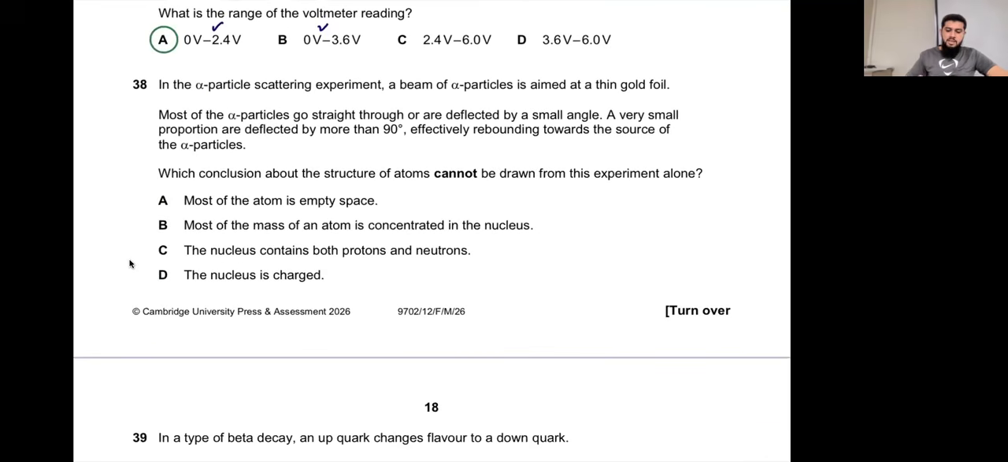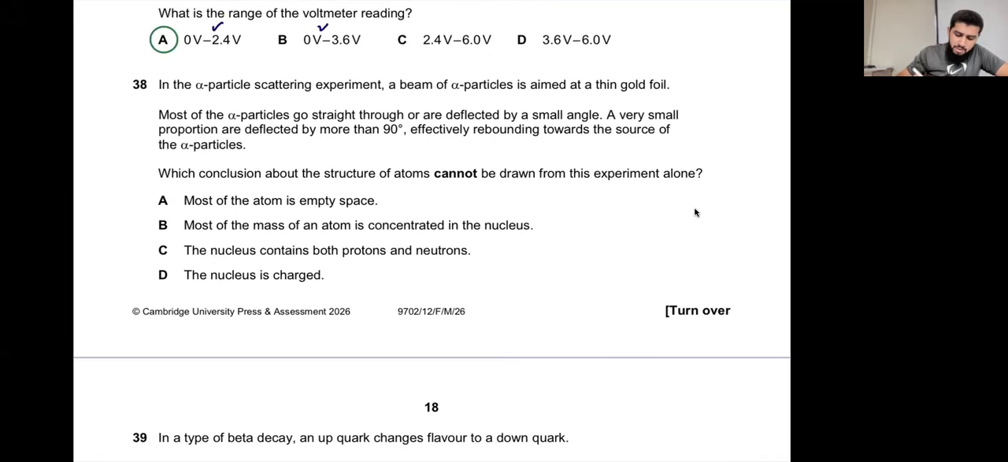In the alpha particle scattering experiment, a beam of alpha particles is aimed at a thin gold foil. Most of the alpha particles go straight through or are deflected by a small angle. A very small proportion are deflected by more than 90 degrees, effectively rebounding towards the source of the alpha particles. Which conclusion about the structure of atoms cannot be drawn by this experiment alone?